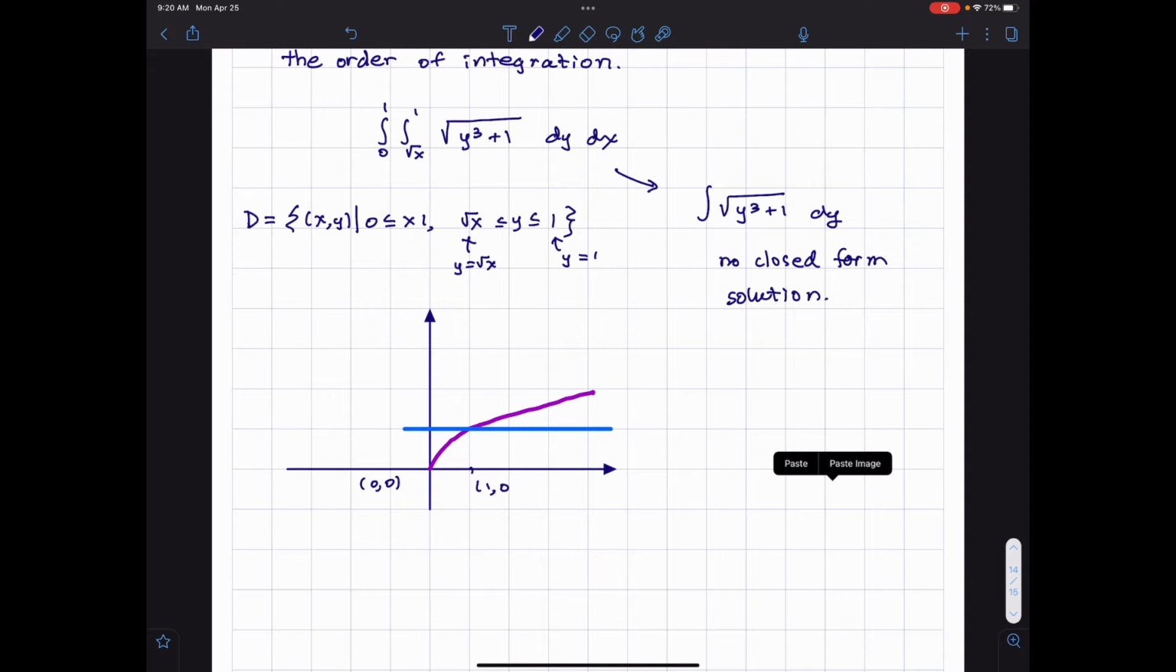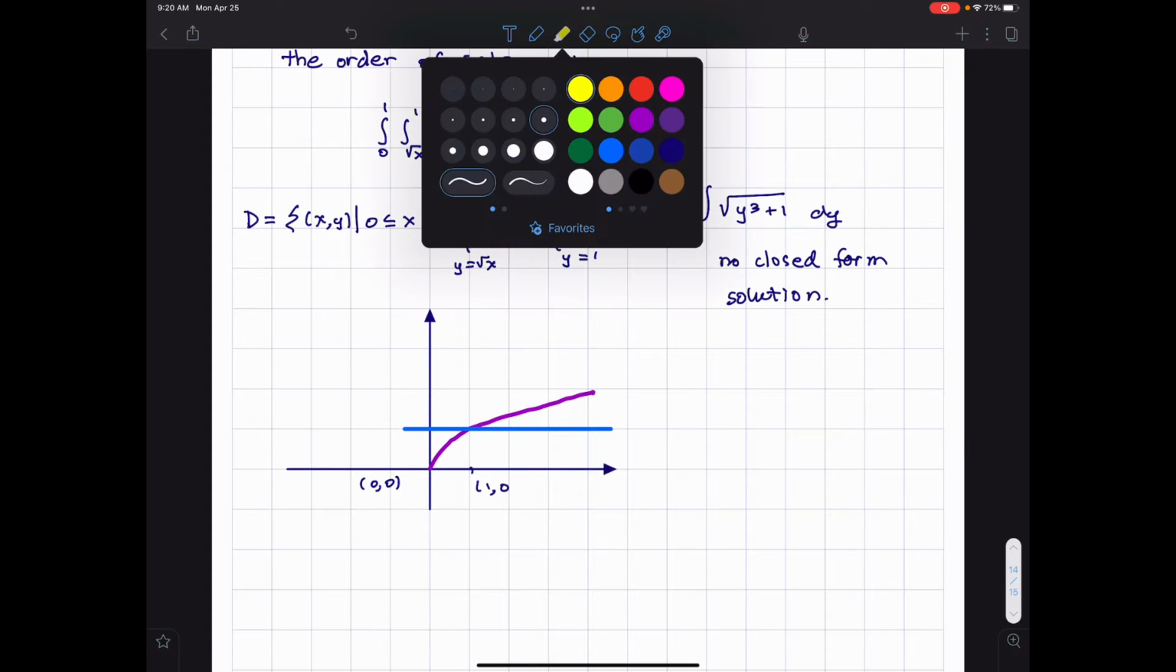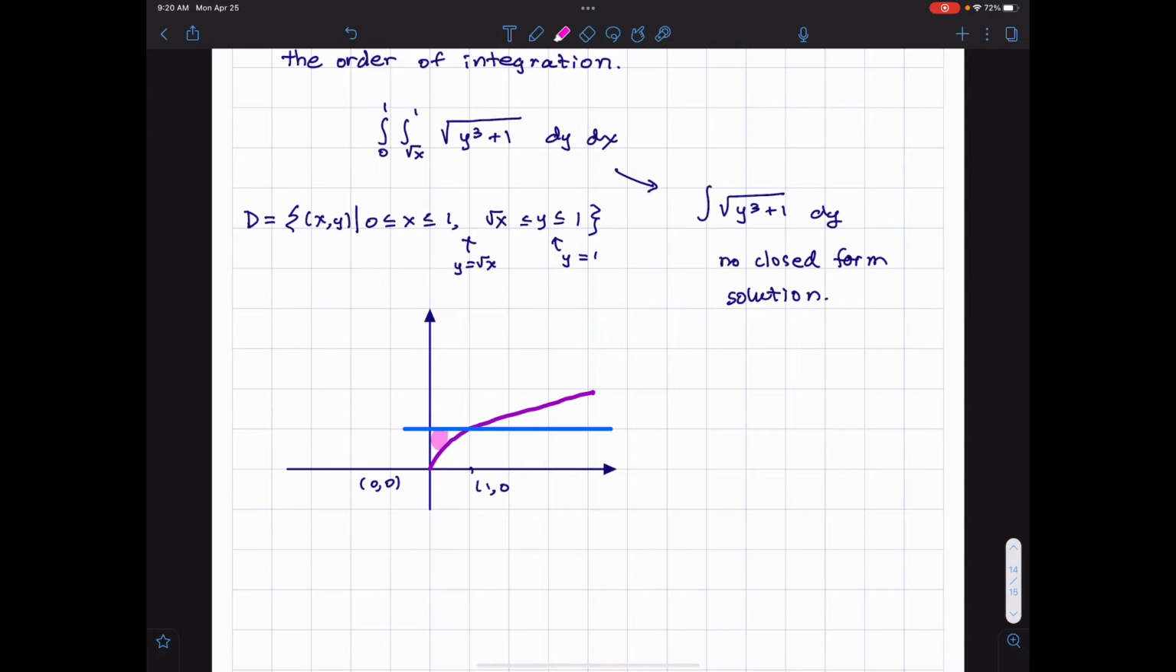Okay, mistake. It's more like a typo. Okay, so what is the region we're looking for? I drew this larger picture, but in fact the region we're looking for is just this piece right there. On the bottom is square root of x, and the top is y equals 1. This is a type 1 region because I have a function above and a function below.